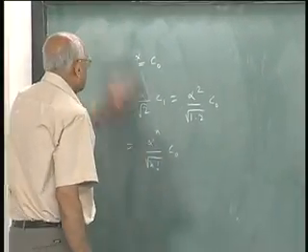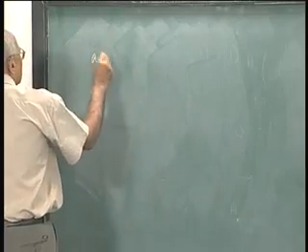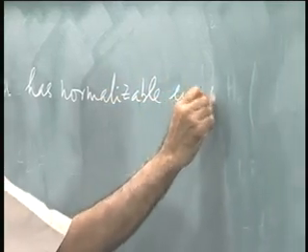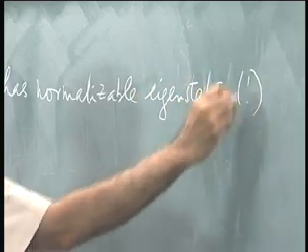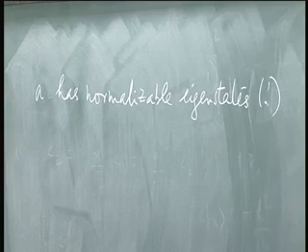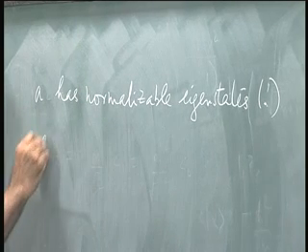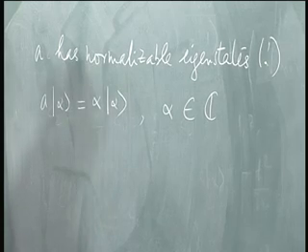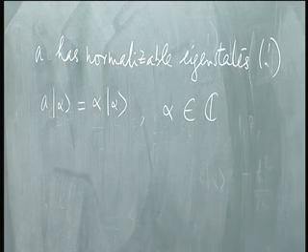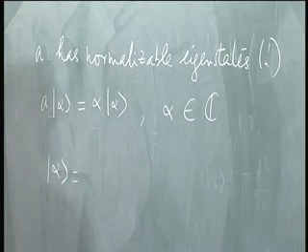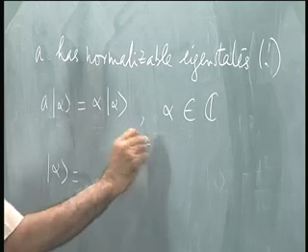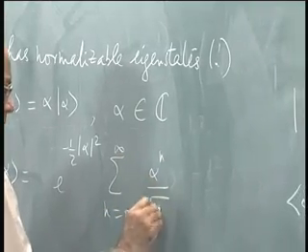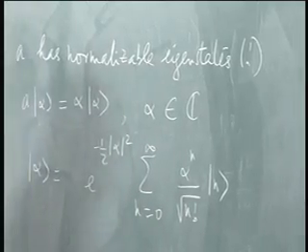Therefore we have a very, very important statement which says A has normalizable eigenstates. This is a little surprising. A non-Hermitian operator has normalizable eigenstates, and these eigenstates are labeled by a complex number alpha, any complex number, and this state here, the eigenstate alpha, is e to the minus half mod alpha squared, summation n equal to 0 to infinity, alpha to the n over square root of n factorial on n. That is it.